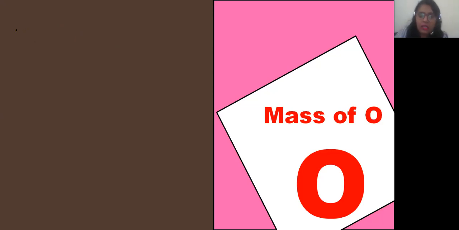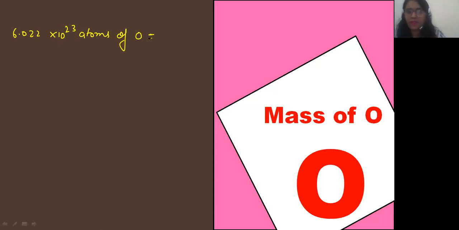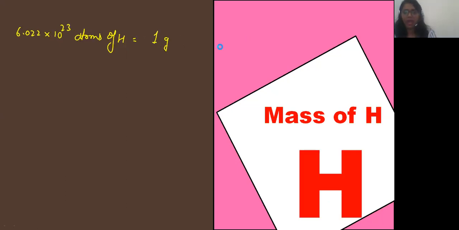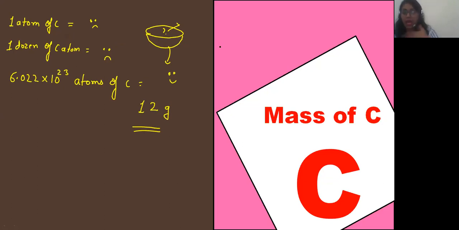Similarly, if I ask you to tell me the mass of 6.022 into 10 raised to the power 23 atoms of oxygen, can anyone tell me the answer? Yes, it is 16 grams. From where are these values coming? How do I know these values? These values are experimental values. He performed the experiment and these values came.